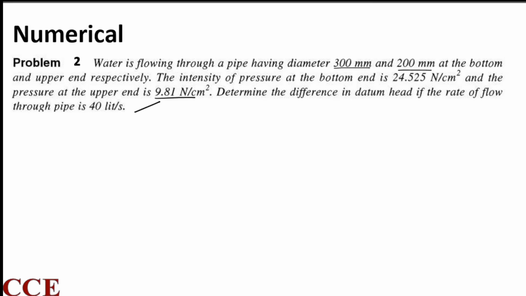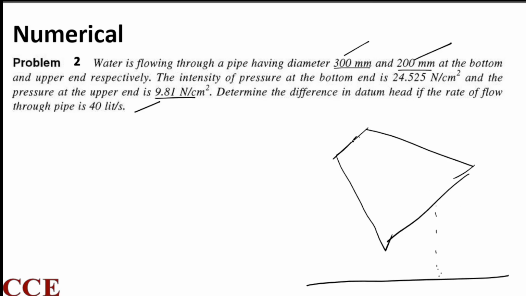Now, if we look at this numerical, first we'll talk about the diagram. There are two ends of the pipe. One can be said to be the upper end, and the second can be said to be the bottom end. It is specifically given in the numerical that the diameter at the bottom end is 300 millimeter and at the upper end is 200 millimeter. So if we draw this diagram, it may be like this.